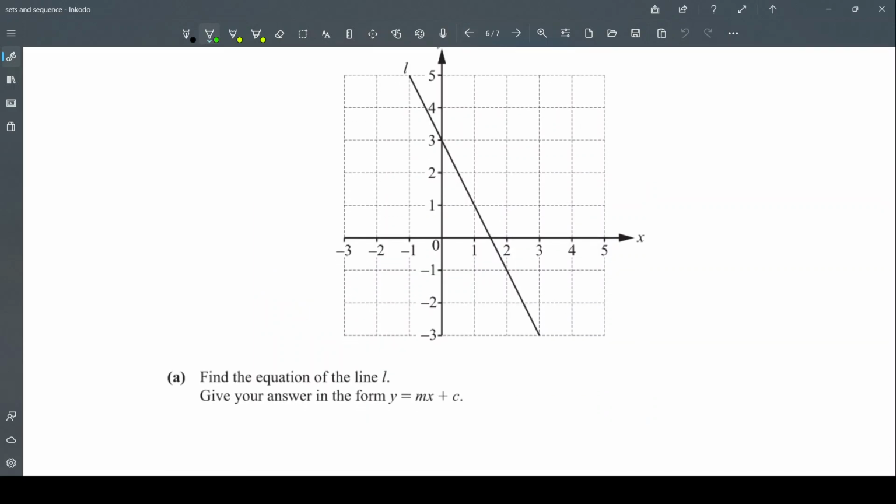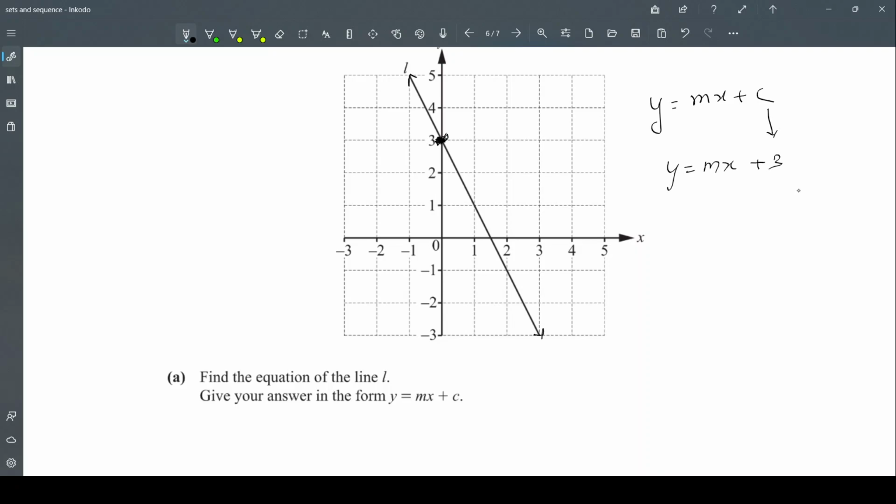This is one of the questions I took from a past paper. You are asked to find the equation of this line. This is line L, you can see it is given here, and you have to find the equation of this line. As I told you, the equation of a line is written as y equals mx plus c, right? And what is c? C is the point where the line cuts the y-axis. It's very clear that this line is cutting the y-axis at point 3, right? Y equals 3. So what is the value of c? We can write the value of c as 3, right?